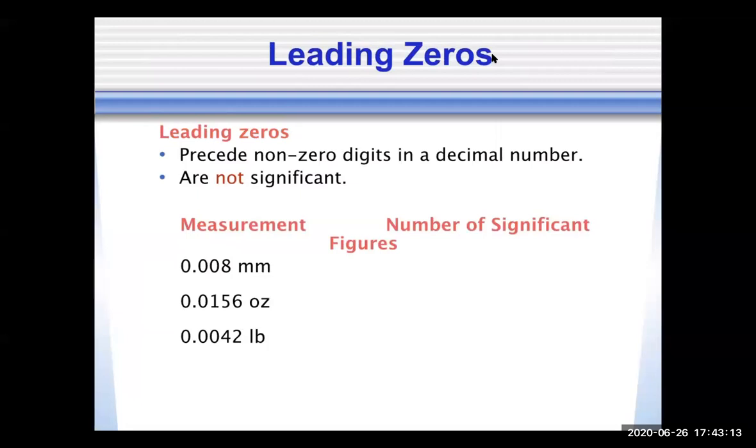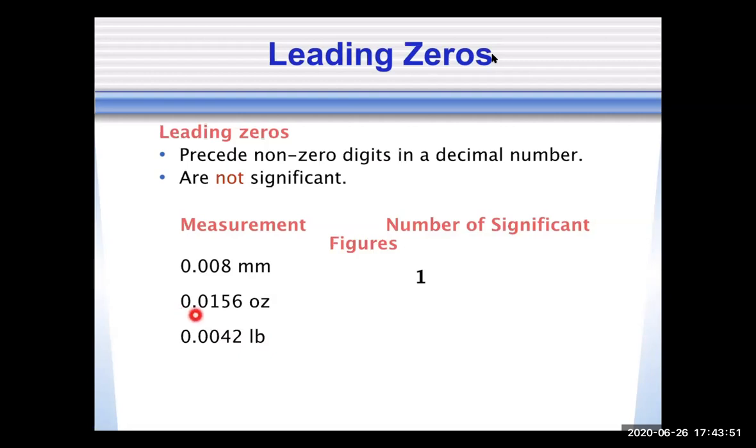Now, the leading zeros. These precede non-zero digits in a decimal number, and these are not significant. They're just like placeholders to give you the magnitude of the measurement. So if we're looking here, we have a 0.008. These are all leading zeros. And so 8 is the only significant digit there, so we'll say there's only 1 significant figure.